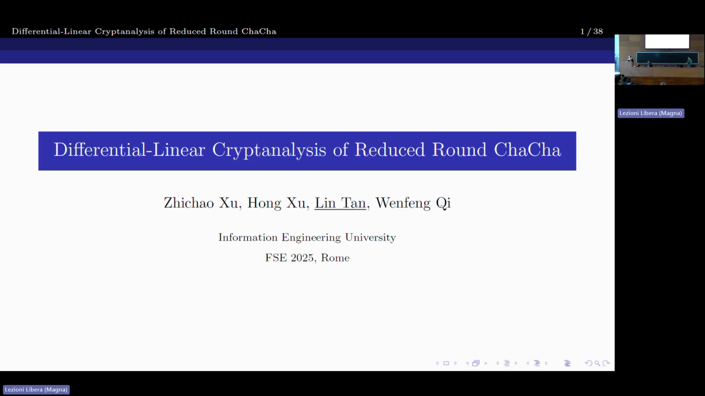Hello, everyone. I'm Lin Tang. I'm very glad to share our work about differential linear cryptanalysis on round-reduced ChaCha. This is joint work with Zichao Xu, Hong Xu, and Wenfeng Qi.